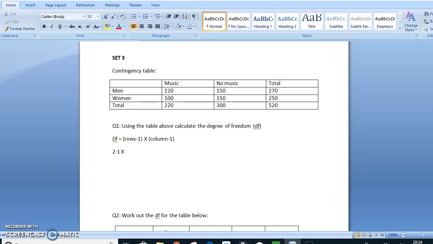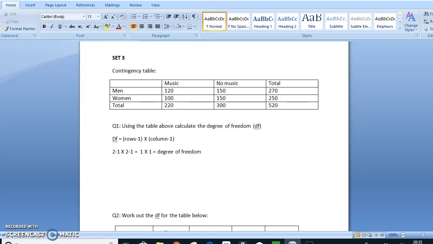2 minus 1 times, and then now the columns. So it's again 2 columns if you look, because it's music and no music. So it's 2 minus 1 again. So what we are left with is 2 minus 1 is 1, and then times 2 minus 1 is 1. So it is actually degrees of freedom 1.